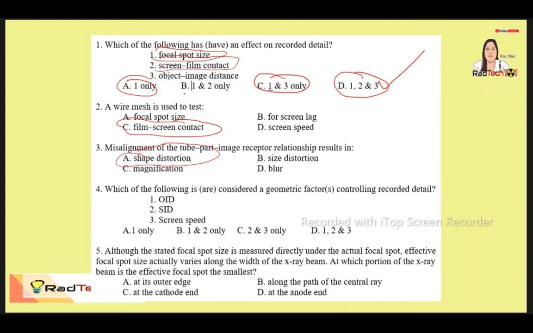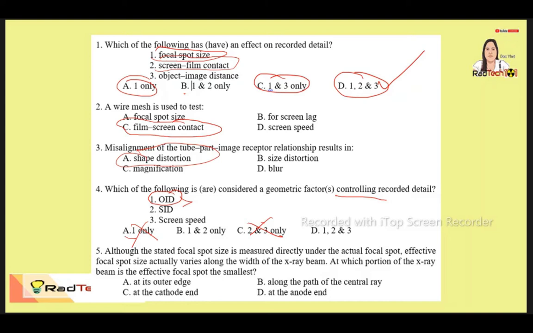So ang keyword ninyo, ang question, tatandaan nyo is it controls. Okay? So OID, yes, correct. So lahat ng 1, tama. So this is wrong na. Diba? Wala siyang 1. Number 2, SID, that is correct. So distance, diba? Distance. This is wrong. So, dalawa na lang yung papipilian, letter B or letter D.